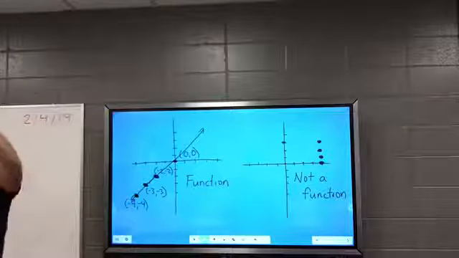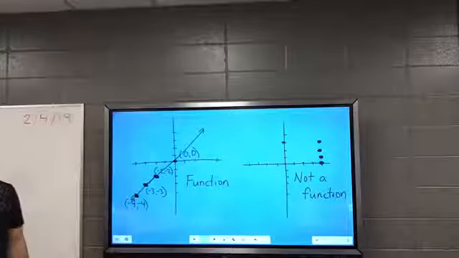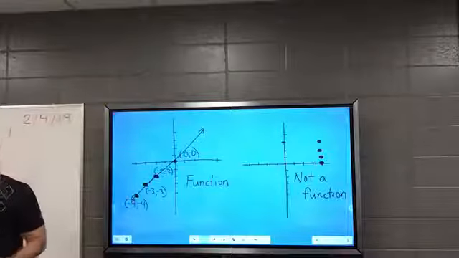Did you get how to determine the vertical line test? Vertical line test is very easy to use. That's why we go through it.